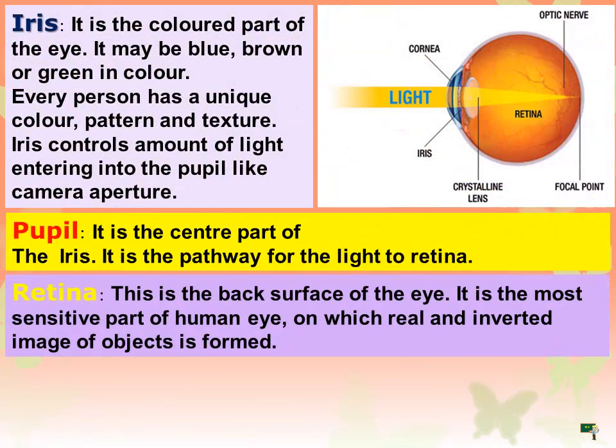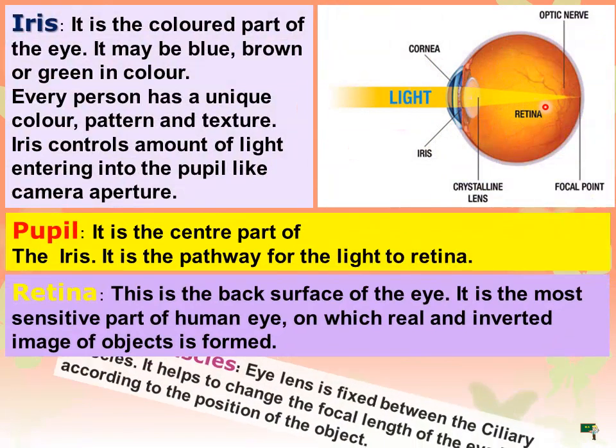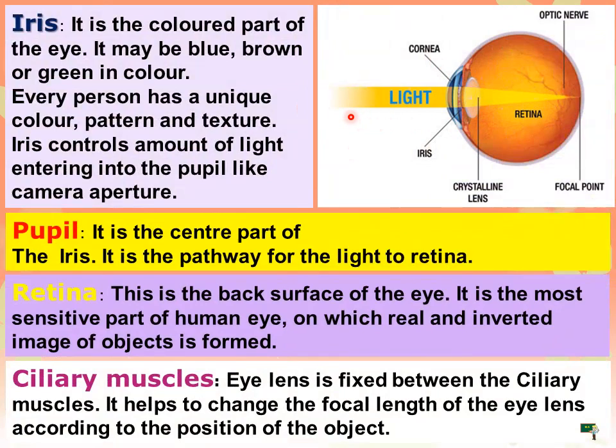Then retina. I show you the retina here. Retina is the back surface of the eye. It is the most sensitive part of the human eye, on which a real and inverted image of the object is formed. Then ciliary muscles. The eye lens is fixed between the ciliary muscles. They help to change the focal length of the eye lens according to the position of the object.